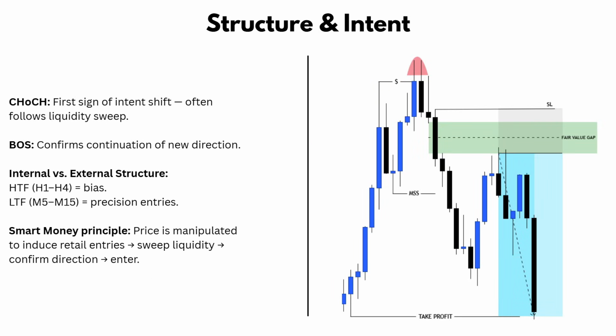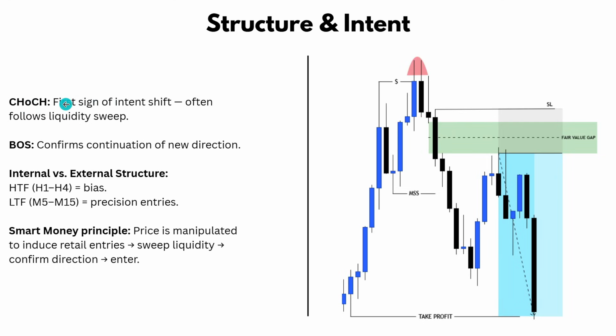Let's get into structure and intent, right? Structure and intent just basically shows why are we even taking this trade? What is the point of taking this trade? And how are we even able to take this trade and anticipate this setup, right? The first thing we have to understand is our change of character. It may be labeled a market structure shift also, or it can be a break of structure, right? But we label it a change of character to label the trend change.